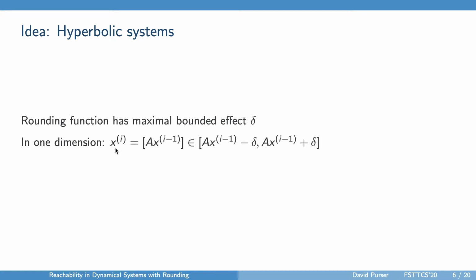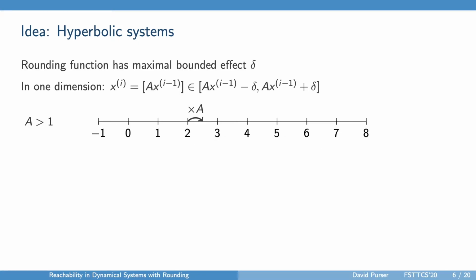In one dimension, the point x_i is computed by the previous point multiplied by the matrix, followed by rounding. However, in one dimension, a multiplication by a matrix is just a multiplication by a number. A one-dimensional matrix is just a number. Because of the effect of rounding, we know that this result will be in this interval. This is between the true value without rounding minus delta and the true value without rounding plus delta. Let's assume first that the multiplier is larger than 1.